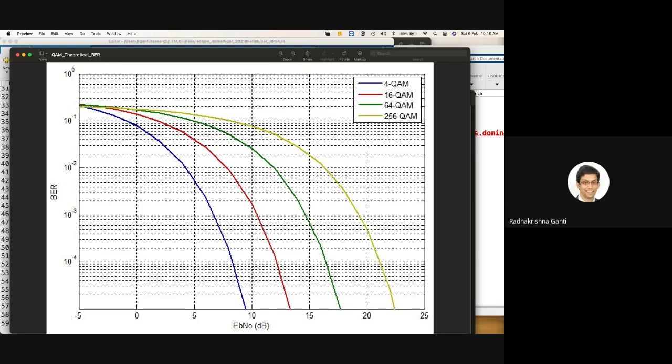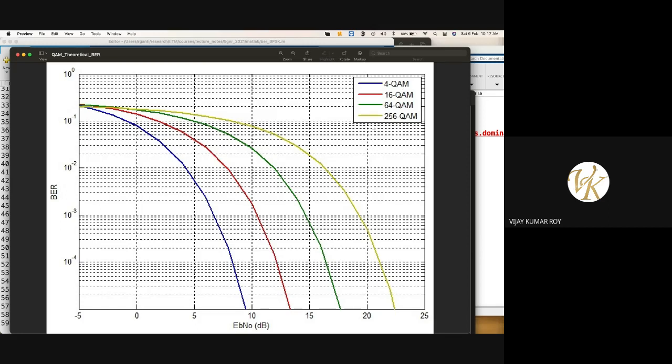Sir, look at this curve. You can see my cursor now. Suppose I want to maintain my bit error rate at 10 power minus 4. You see, 4 QAM, the blue curve, requires approximately about 7 dB Eb/N0. On the other hand, 16 QAM requires approximately 13 dB for maintaining the same 10 power minus 4. The gap is approximately 6 dB.